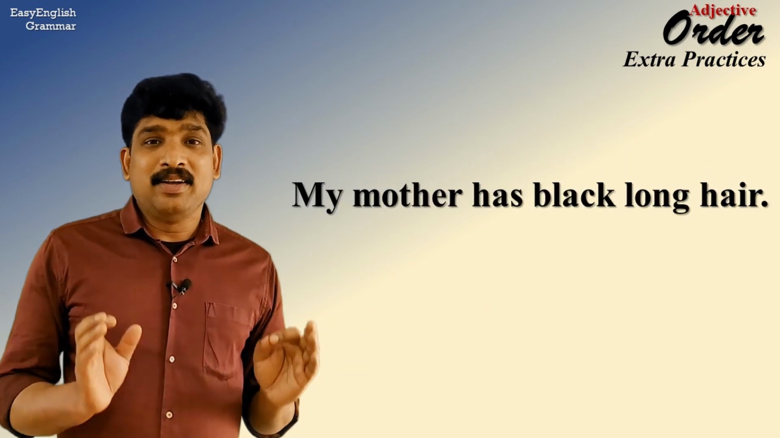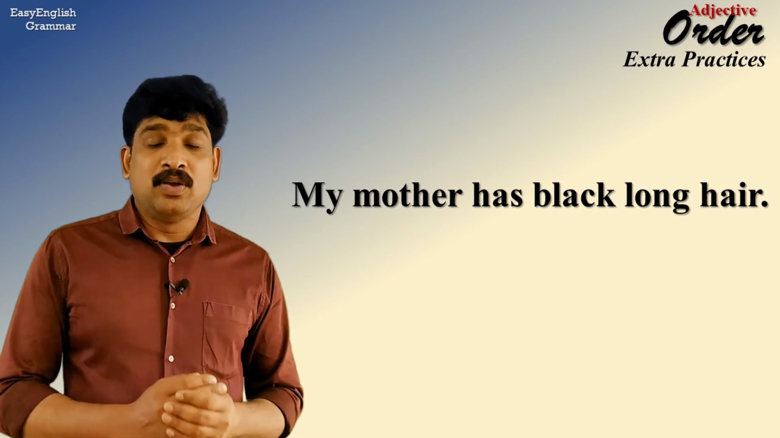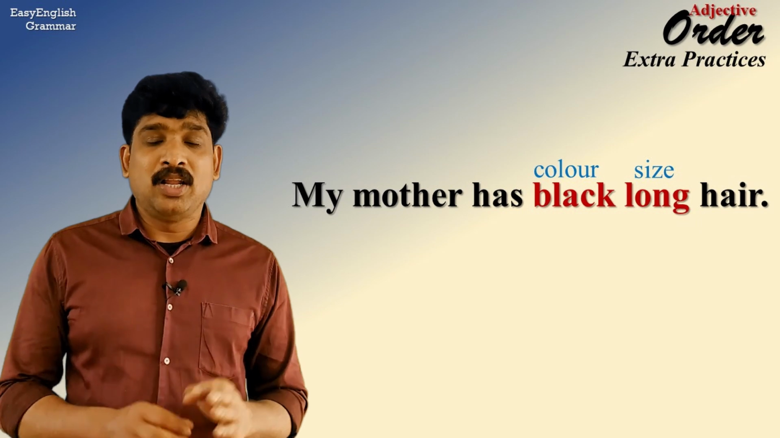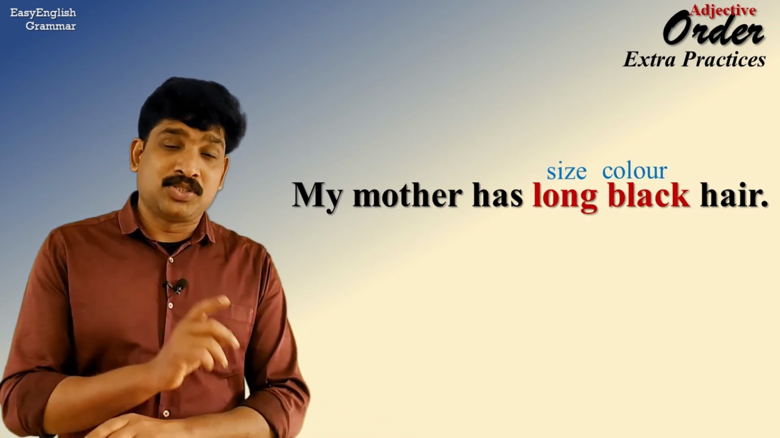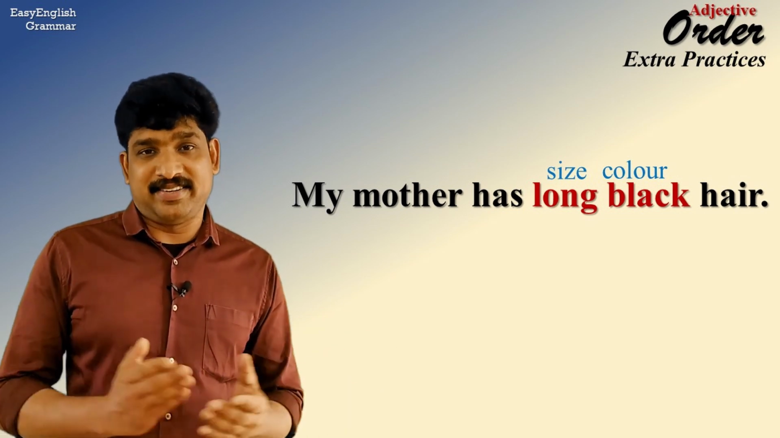Next example, my mother has black long hair. We have two adjectives in this sentence. Black, the color, long, the size, and size comes before color. So it should be, my mother has long black hair.